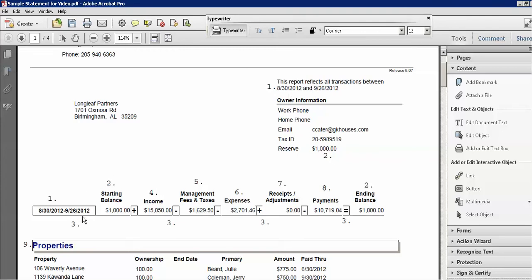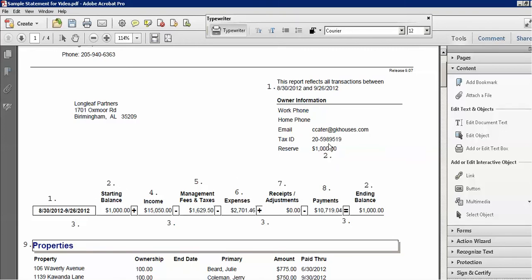So right here, this should be the last Wednesday of this month, and this should be the day after the last Wednesday of the month. The statement before this ought to reflect an ending date of 8/29/2012, and then the next statement ought to have a beginning date of 9/27/2012.